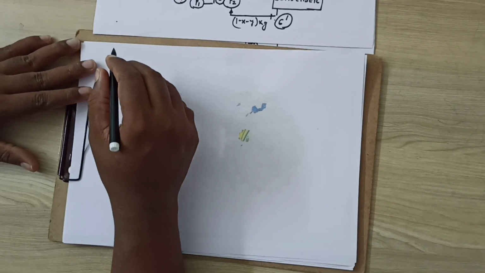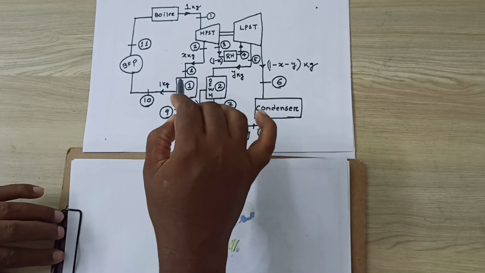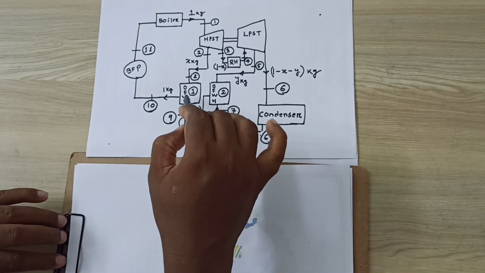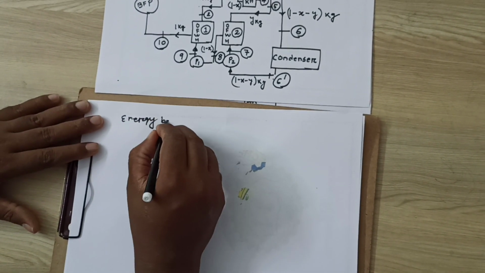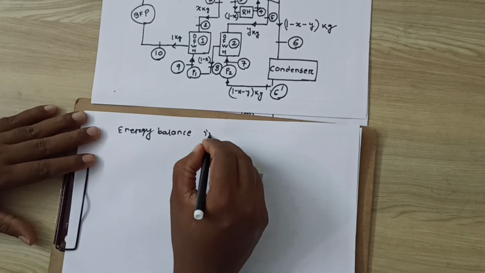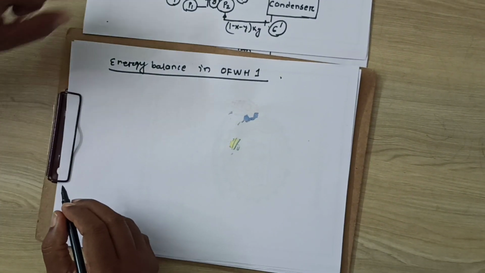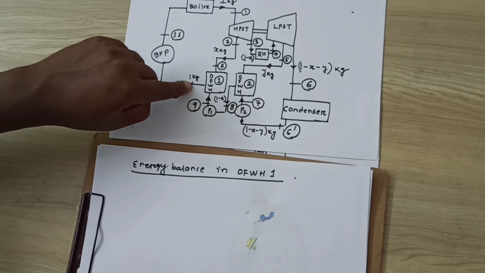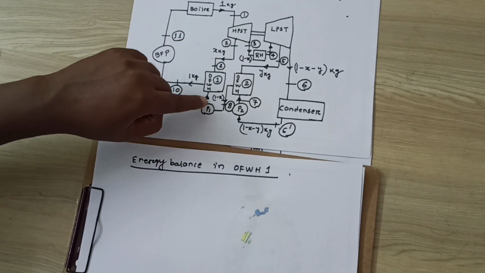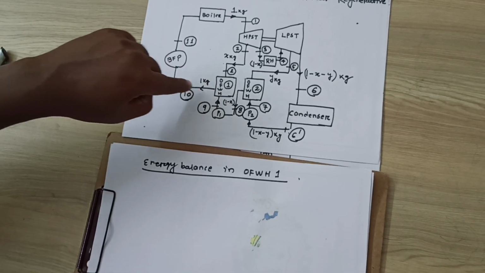So we will start from where the unknown is less. Here comparatively the unknown is much less for this OFWH1. So we will start from OFWH1. Energy balance in OFWH1. Okay, so here you see two incoming arrows, one from the bottom, and this is the outgoing arrow. So how will the energy be balanced? Energy given away by x kg of steam is equal to energy accepted by 1 minus x kg of steam, and the net will be energy accepted by 1 kg of steam.